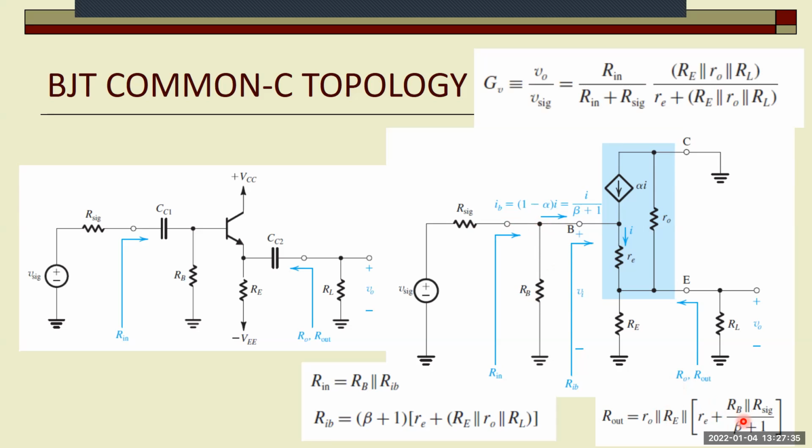And the gain is very close to 1, but smaller than 1. It was equal to whatever comes to the emitter divided by small re plus whatever comes to the emitter, multiplied by the voltage dividing function of these two resistors, R in and R sig.